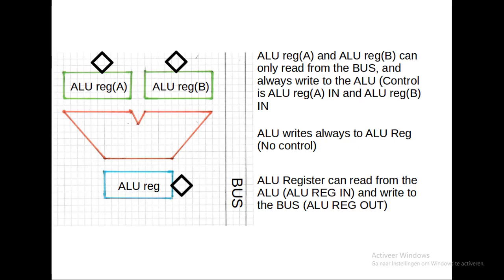However, the ALU register is similar to a general register, but with the difference that when you do ALU register in, you get the value of the ALU, not from the bus. If you do ALU register out, the value is put on the bus. I understand that this sounds complicated, but it's important to get the right picture into your head.